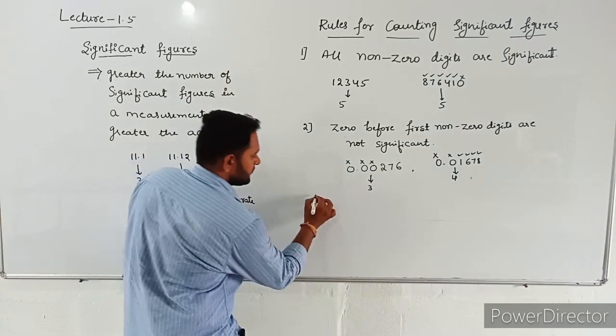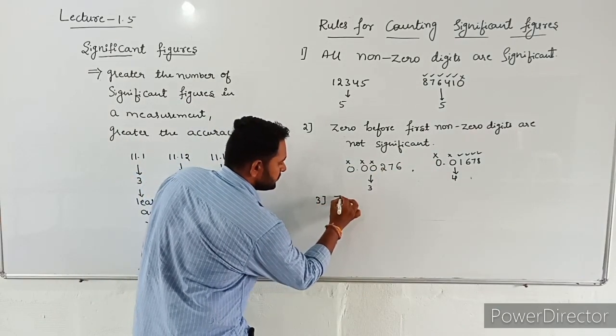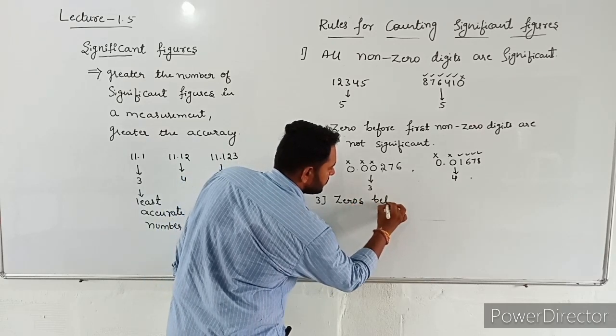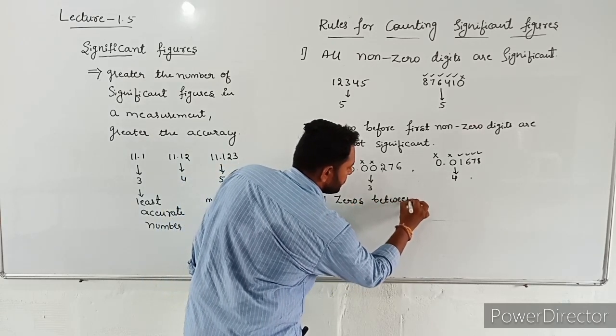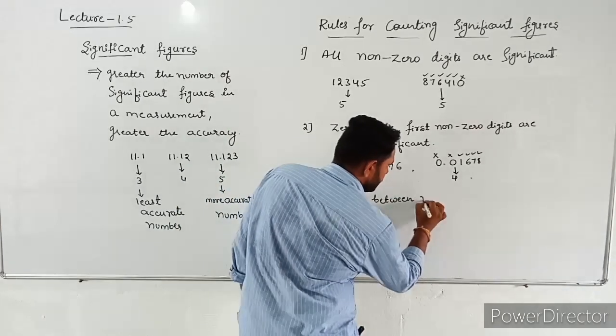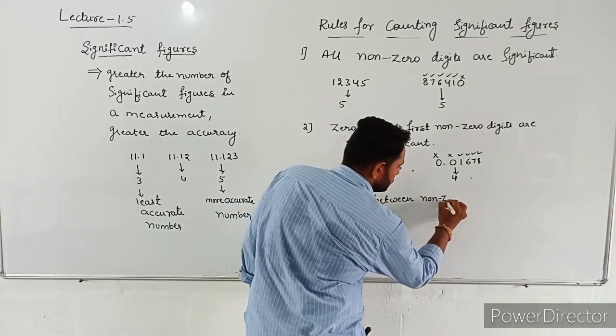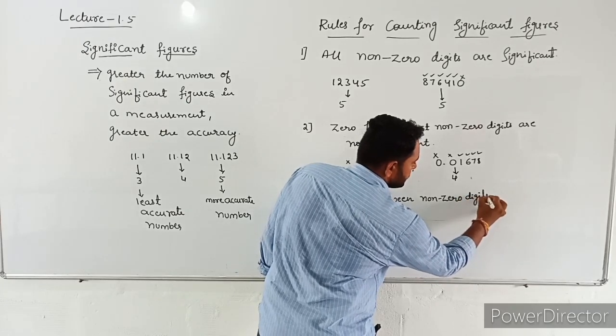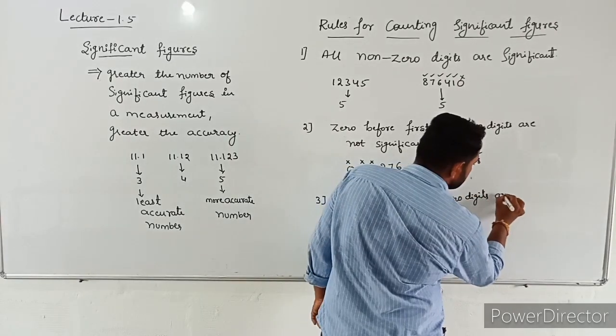Okay. Next, the third rule. Zeros between non-zero digits are significant.